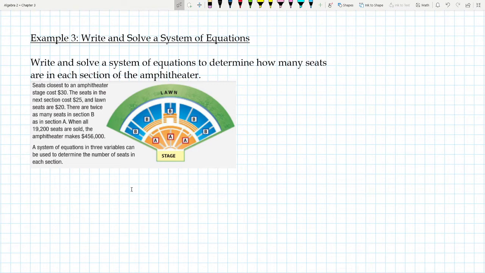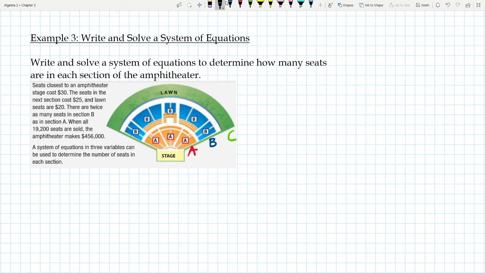A system of equations in 3 variables can be used to determine the number of seats in each section. So when we're writing this, we have to think about what our 3 variables are going to be. Now, we can just use x, y, and z. Here I notice they already gave me that the closest area is A, the next area out is B, and the lawn, well, if we're going by the alphabet, the next letter should be C. So there's my 3 variables.